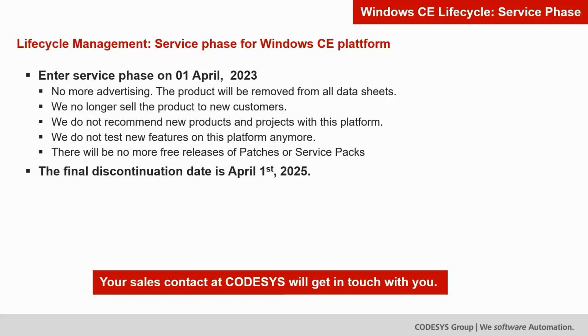That would mean we have no advertising anymore. We will remove all the information from our data sheets. We won't sell the product to new customers anymore. We recommend our customers to do the same, so do not start new products or projects with this platform. And we of course do not test new features on this platform anymore, starting from the 1st April 2023. Last but not least, of course, we won't test this platform for patches and service packs anymore. The final discontinuation date will be the 1st of April 2025.